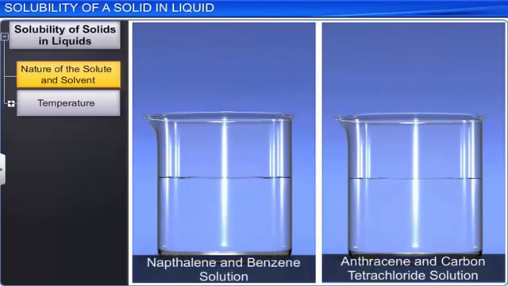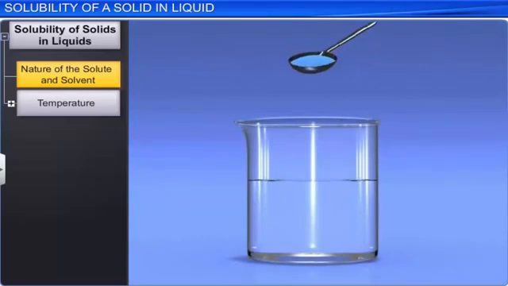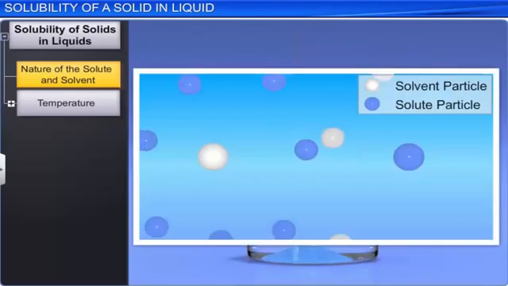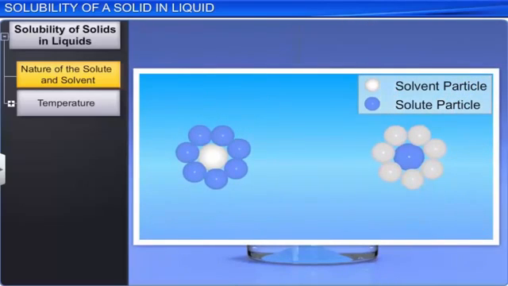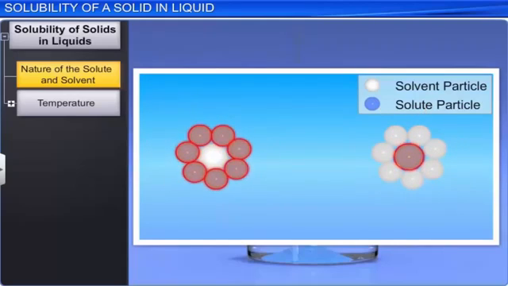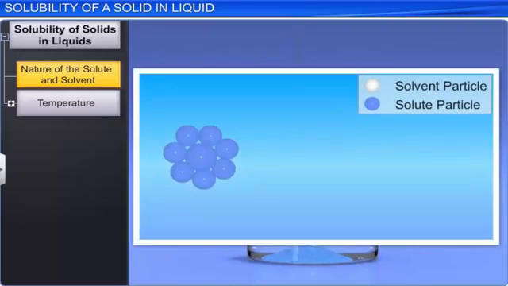This behavior can be explained in terms of the interaction between particles of the solute and the solvent. The solubility of ionic compounds is the result of the strong electrostatic interaction between the ions of the solute and the polar molecules of the solvent. The solubility of non-polar solutes is the result of similar solute-solute, solute-solvent, and solvent-solvent interactions.